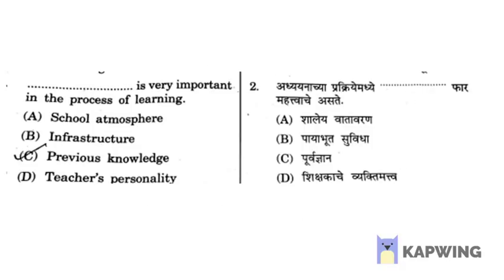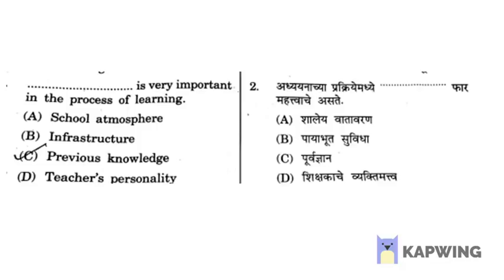Dash dash dash is very important in the process of learning. So friends, school atmosphere is mandatory, but not everybody will have a school atmosphere. Infrastructure is also a thing, but not that important for learning. Teacher's personality is also a thing, but no, it is not that. Teaching is not dependent on personality. So the correct answer is previous knowledge.